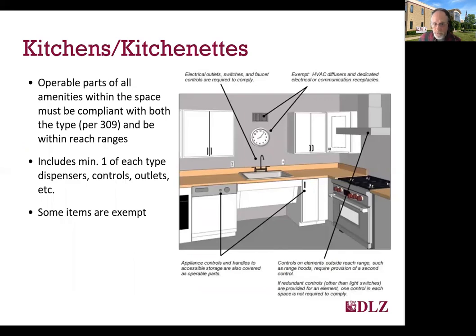Operable parts of all the different amenities within a kitchen or kitchenette should be raised or flush and not recessed. All those elements are required to be within all the reach ranges and have the clear spaces that we've talked about in a number of different slides.